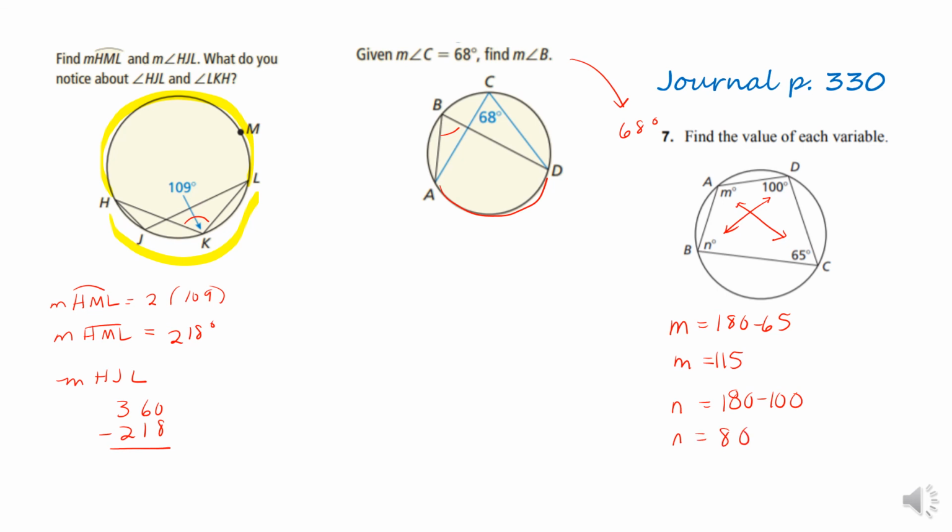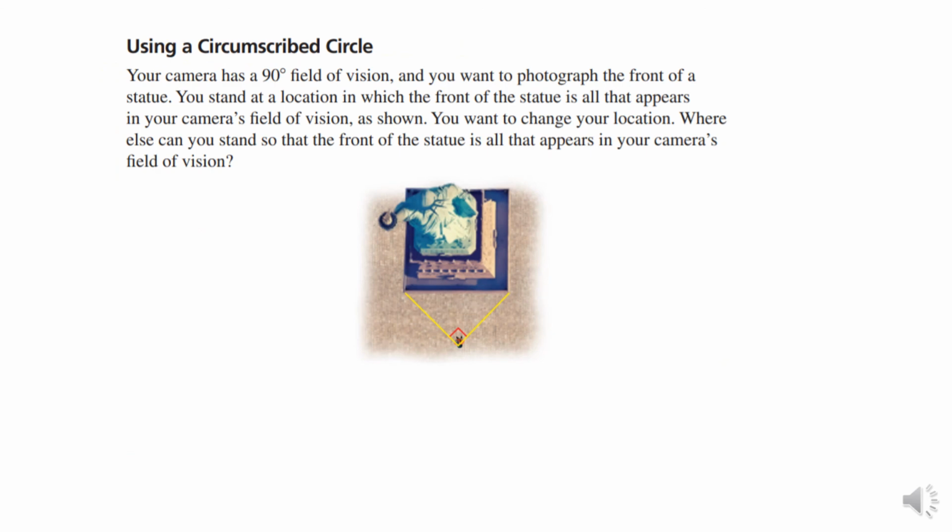Now, this next problem, I want you to think about. They're telling you that you're taking your camera and it has a 90-degree field of vision and you want to photograph the front of the statue. So you stand at a location in which the front of the statue is all that appears. So here's the front of the statue, okay? Now, you want to change your location. Where else can you stand so that the front of the statue is all that appears in your camera's field of vision? So I want you to think about that for a sec and then go ahead and push pause.